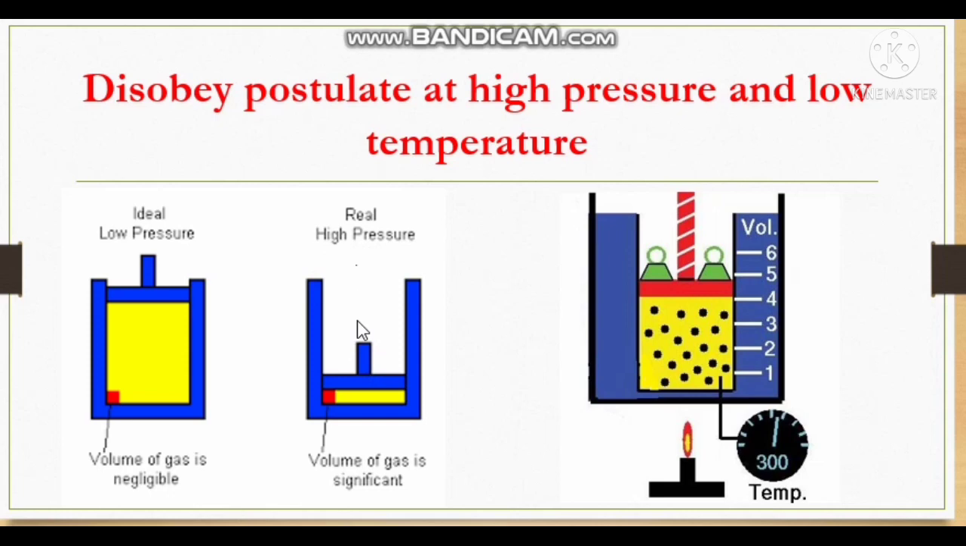Now you can see here in this picture, when the pressure is very high, the total volume which was much more now becomes very less. Therefore, the actual volume occupied by a single gas molecule is now not negligible as compared to the total volume of gas. Alternatively, we can say that the actual volume occupied by a single gas molecule is now significant as compared to the total volume of the gas. This is the complete violation of the postulate of kinetic theory of gases.